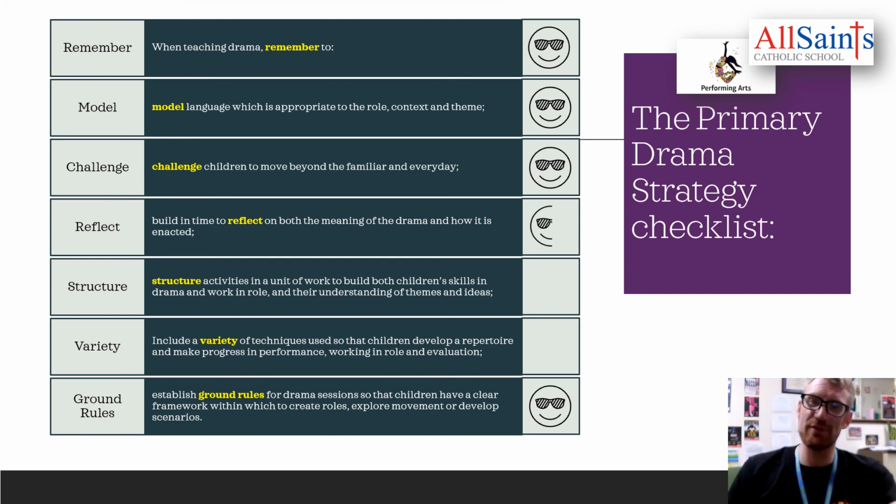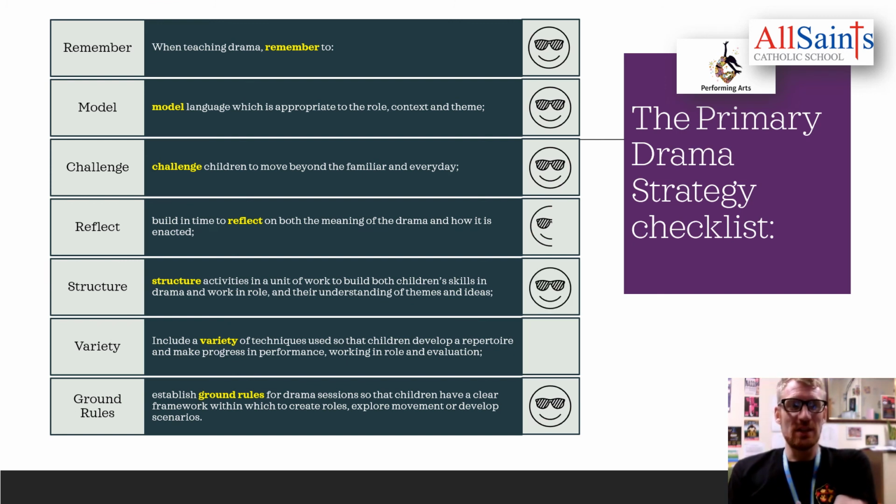Reflect. Now I've half done this one because as you do those exercises, I'm sure you will be reflecting with the students about how that went. But we haven't actually built in any drama evaluation time yet as such, and I'm going to talk about that in the next session. So I think we give ourselves a half a pat on the back there.